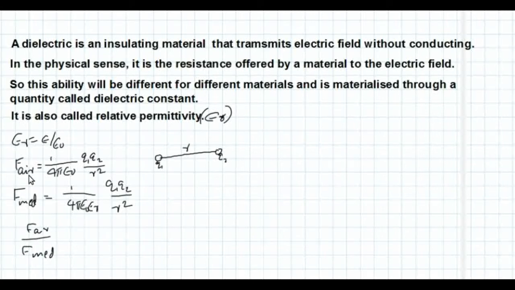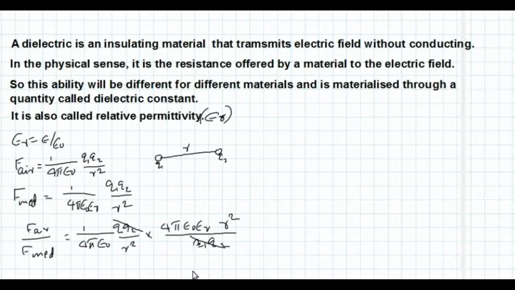Now we may take the ratio of F air by F medium. If you take this ratio, then we can see that similar terms will cancel each other: q1 q2 and 4 pi epsilon 0 will be cancelled, r square will cancel, and finally what remains is epsilon r. That means the ratio of the force between two charges in air to the force between the same two charges at the same distance of separation in a medium is equal to the relative permittivity.